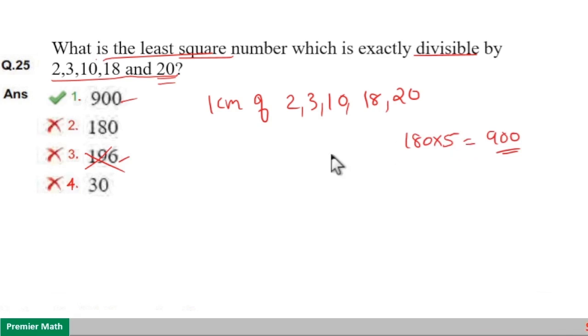So in this way, if the options are different squares, then you can find the answer by taking the LCM.